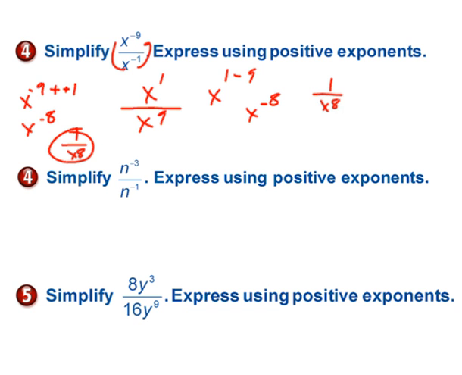Equivalent answers. N to the minus 3 minus a minus 1, n to the minus 3 plus 1, n to the minus 2, or 1 over n squared.